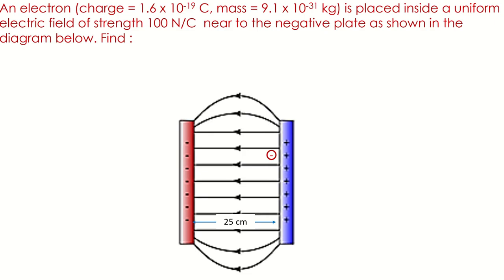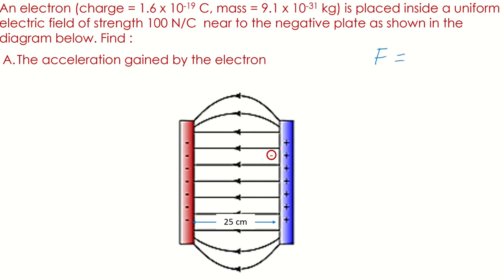So for example, an electric charge of this value, mass of that value, is placed inside a uniform electric field of strength shown, near the negative plate as shown in the figure. You are asked to find the acceleration gained by the electron. The charge will experience a force equal to QE, and every force is mass times acceleration. Hence the acceleration is QE over m.